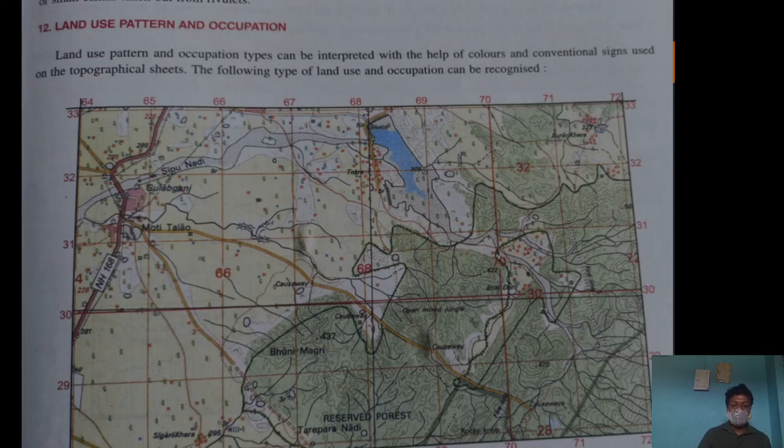So look at this picture. This is the jungle area, forest area, reserved forest covered area. As you see, this is open mixed jungle. It is written like that. Okay. Causeway.